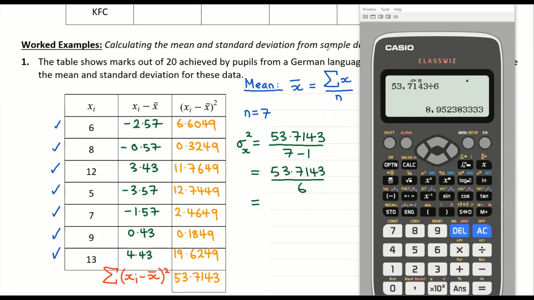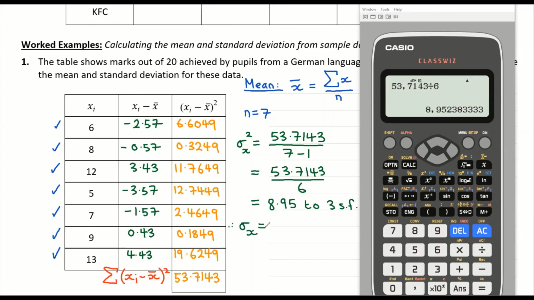So we'll write that in. So that's going to be 8.95, to 3 significant figures. Now, therefore, the standard deviation sigma x is the square root of that answer.